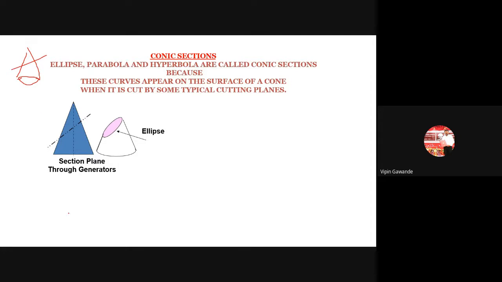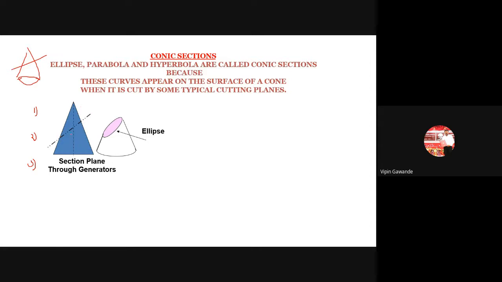And now, based on the position of the cutting plane. The position of the cutting plane is very important, and based on that you will get three types of MCQ questions from this slide: how the ellipse is formed, how the parabola is formed, and how the hyperbola is formed.